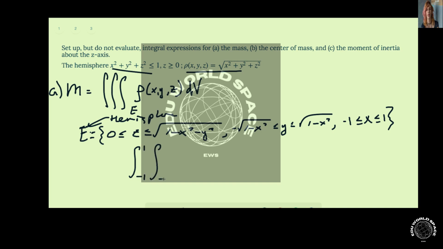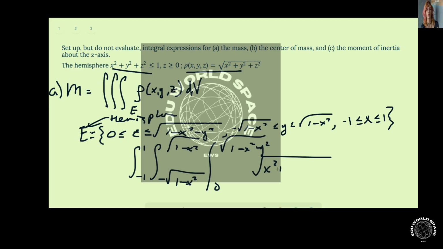From -1 to 1, from negative square root of 1 minus x squared to square root of 1 minus x squared, from 0 to 1 minus x squared minus y squared of the density function dz, dy, dx. All right, so that's the mass. So the mass is a triple integral. So that's the mass. Got it.